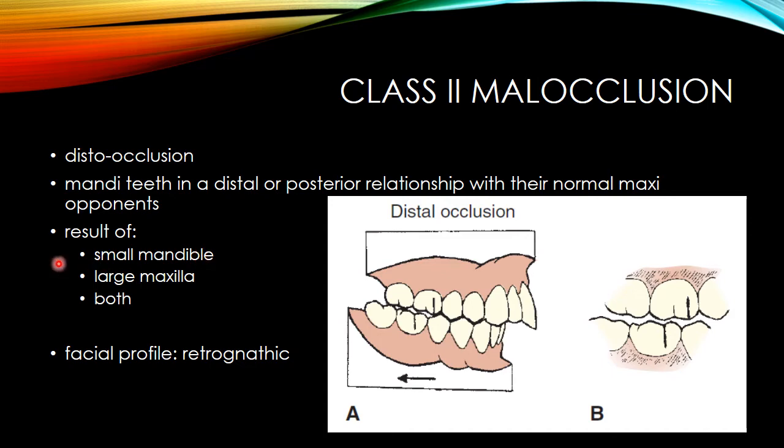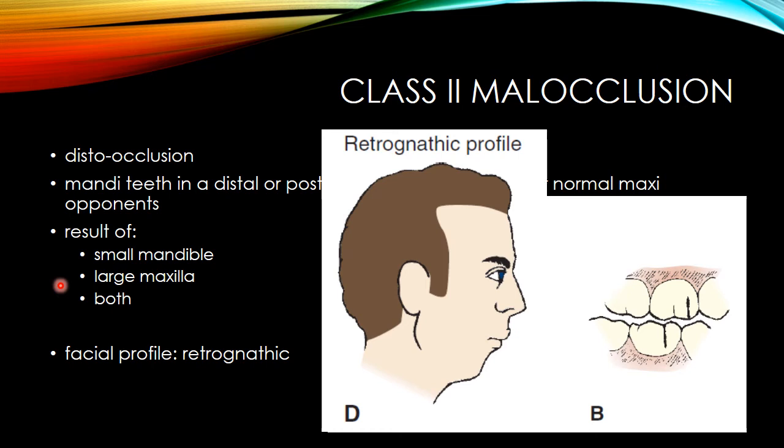Class 2 malocclusion is a result of a small mandible, a large maxilla, or a combination of both. The facial profile of a patient with class 2 malocclusion is retrognathic, such that the person has a receded chin, resulting in a profile that is convex.